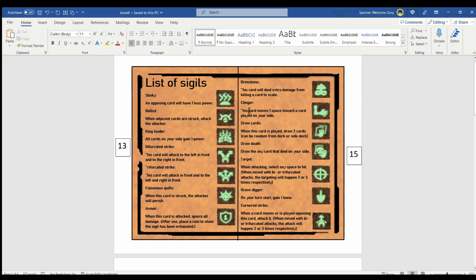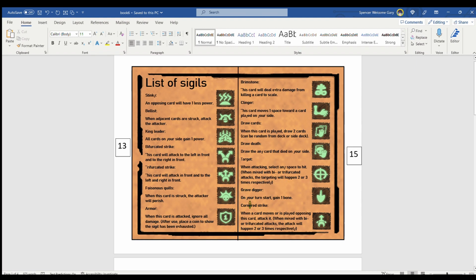Clinger. This card moves 1 space toward a card played on your side. Draw cards. When this card is played, draw 2 cards. Can be random from the deck or from the side deck. Draw Death. Draw any card that died on your side. This is also on play. Target. When attacking, select any space to hit. When mixed with bi- or trifurcated attacks, the targeting will happen 2 or 3 times respectively.